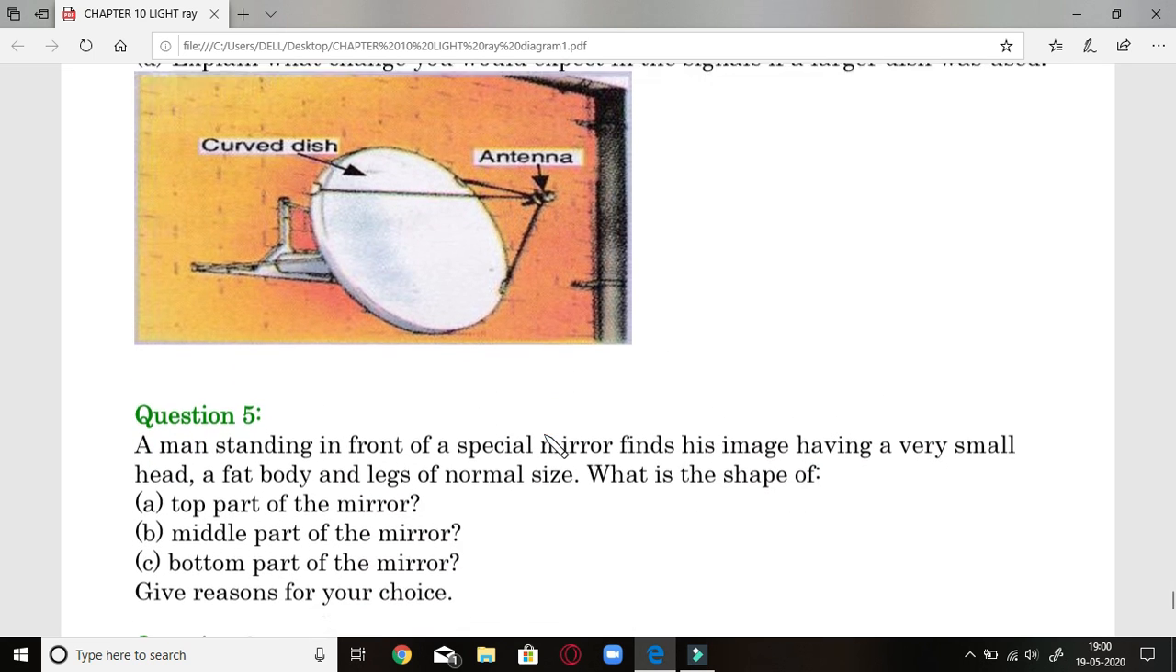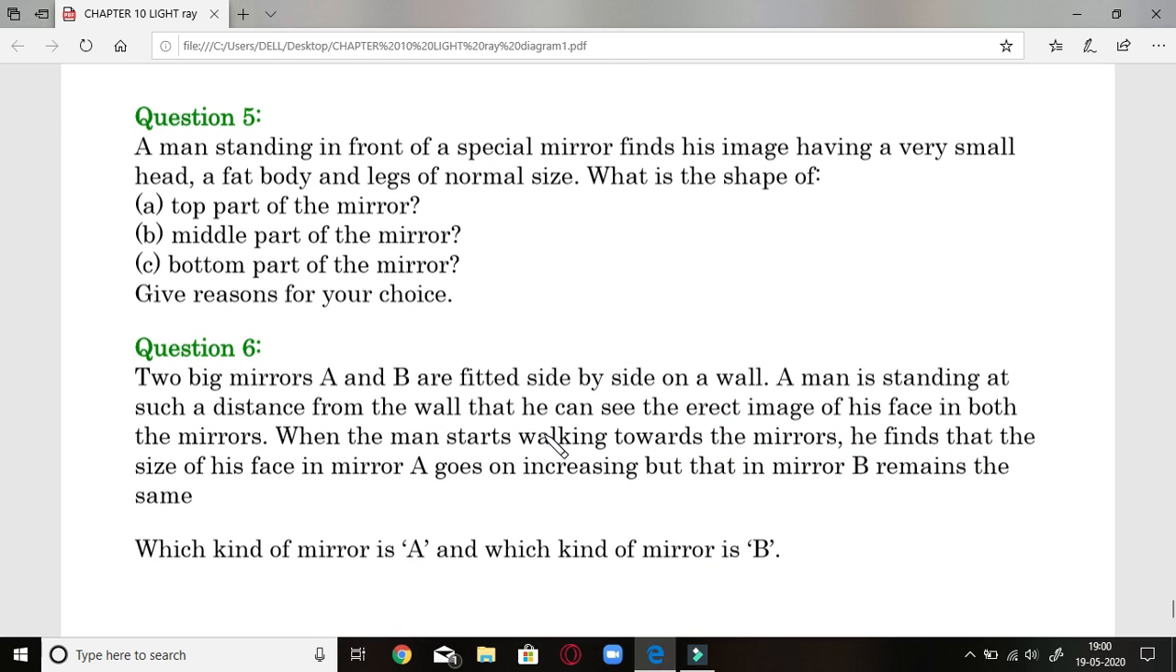Okay, next one is question number 5. A man standing in front of a special mirror finds his image having a very small head, a fat body, and legs of normal size. What is the shape of the top part of the mirror, middle part, and bottom part of the mirror? Give reasons for your choice. So find out the nature of these mirrors. One thing to keep in mind is that your image should have a very small head, the body should be fat, and the legs should be of normal size. So find out what kind of mirror you will use here.